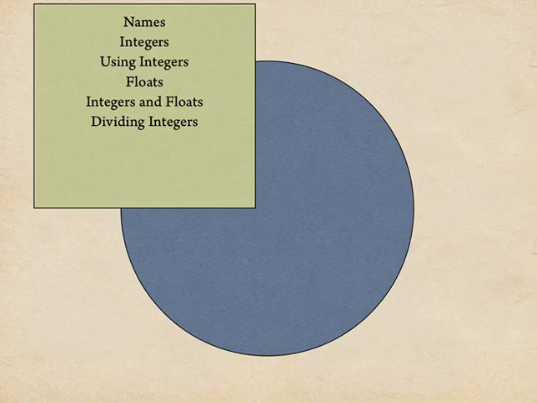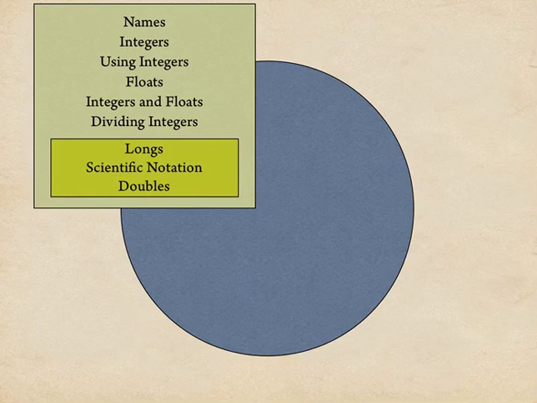There were three supplemental videos in this section that talked about longs, scientific notation, and doubles, and these are techniques for representing very large or very small numbers, or numbers that need an extreme amount of precision, and ways to type them in so that you don't have to sit there and count a huge number of zeros.